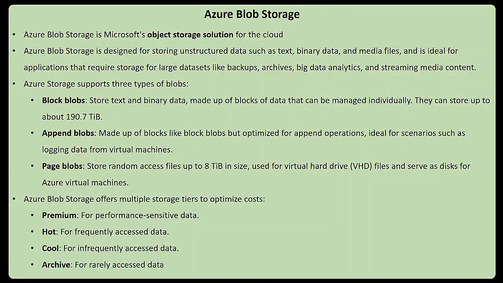And next is nothing but the access tiers. What do you mean by tiers? Tiers are nothing but subscription information. We have 4 different types, which are called premium, hot, cool, and archive.